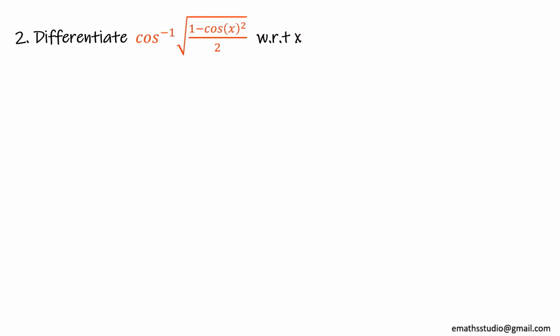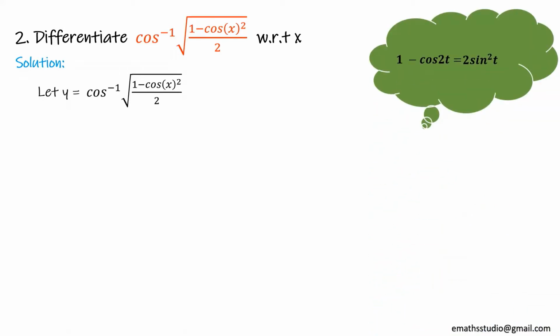Here we go for the next question. Question is, differentiate cos inverse of root of 1 minus cos of x square by 2 with respect to x. Now, first I start with y is equal to cos inverse of root of 1 minus cos of x square by 2. Before applying differentiation, I am applying some trigonometric formulae, like there was the formula 1 minus cos 2t is 2 sin square t.